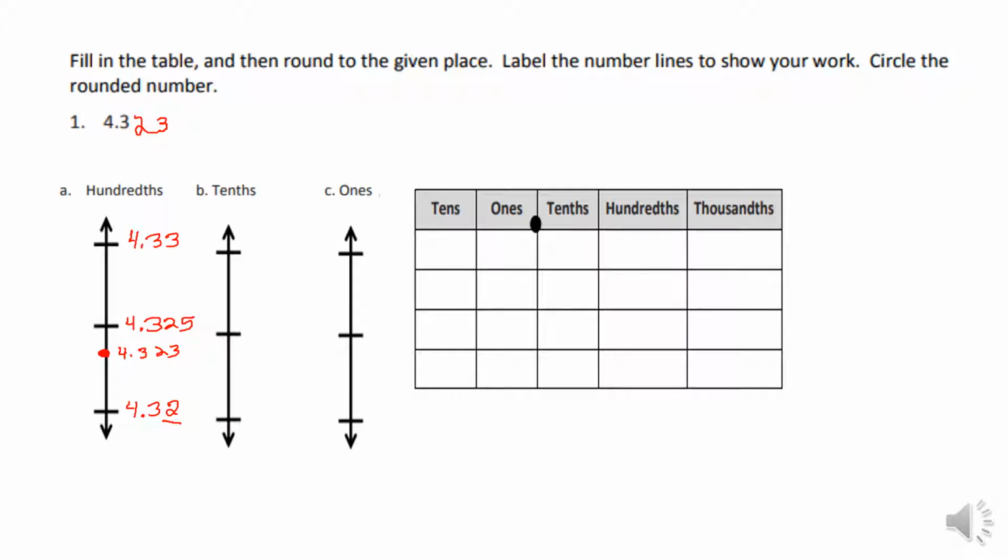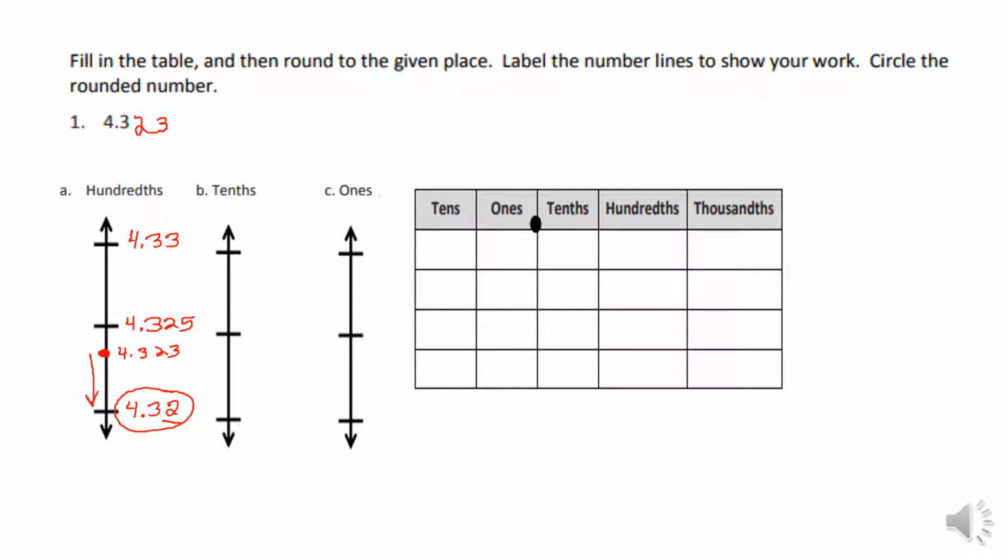So we can see with the old saying, if it's 5 and above, give it a shove, you'd go up. 4 or less, give it a rest. So we're going to take this number here, and we would take it down to 4 and 32 hundredths.